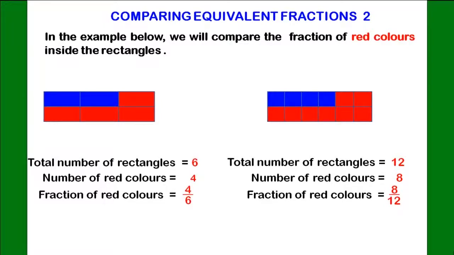Comparing the two fractions, we have 4 over 6 equals 8 over 12 when they are reduced to their lowest form, which is 2 over 3. The next topic is on how to calculate missing numbers.